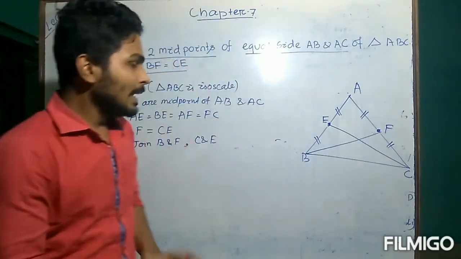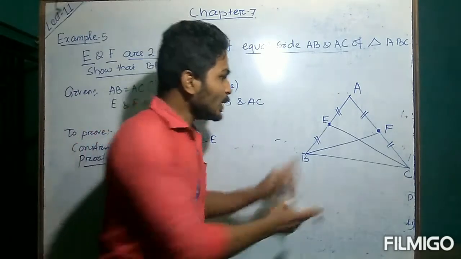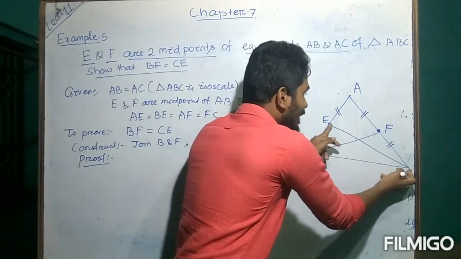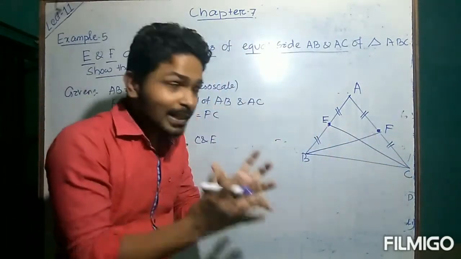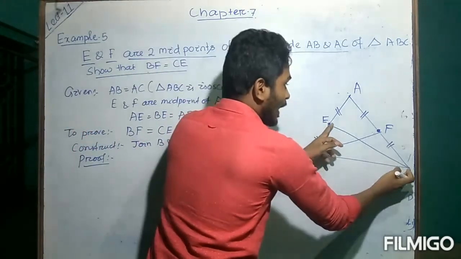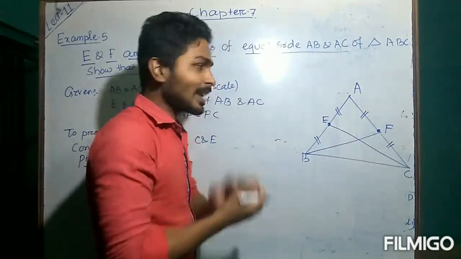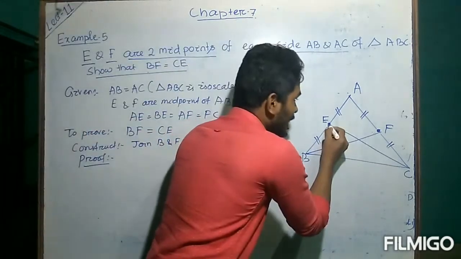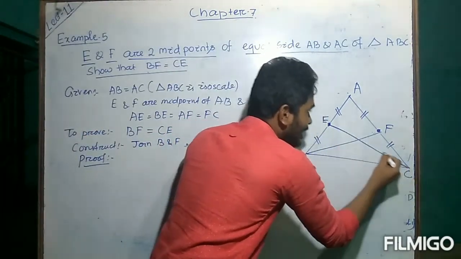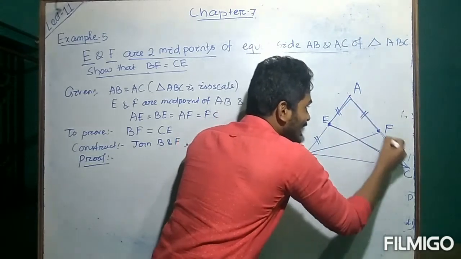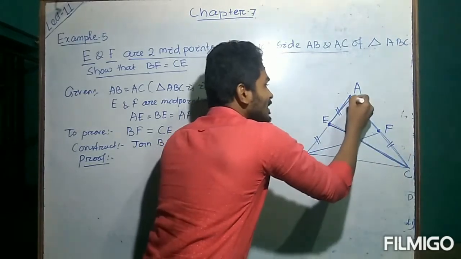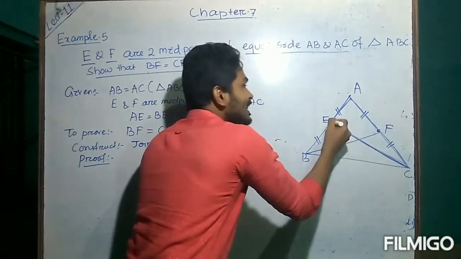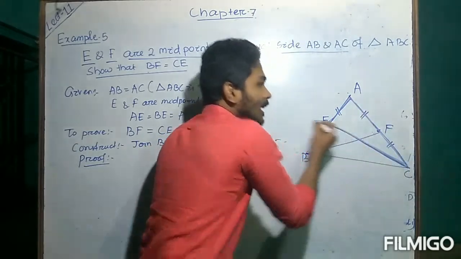How can we prove it? First, we have to think about which part we have taken CE from. Can we get a triangle having side CE? Can we get a triangle having side BF? First think this. Yes. If we consider this as a side, then we can take this triangle in which CE is a side. Can you take this? Understood?